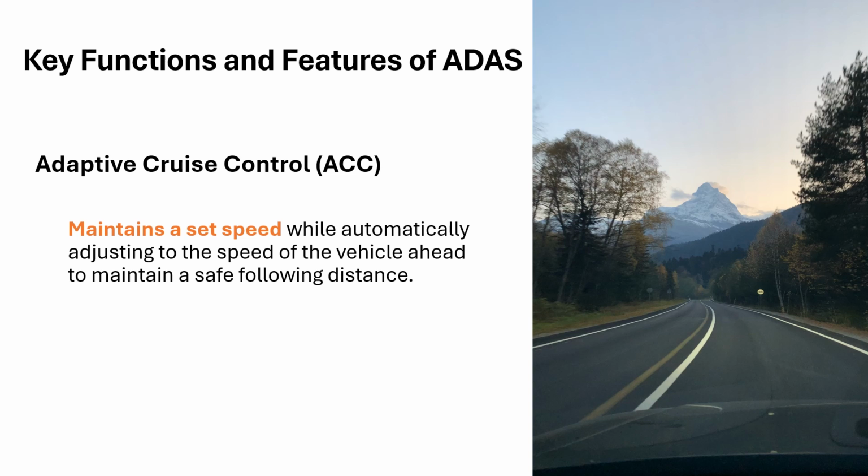This is mainly used for long distance and straight travel. Curved travel will be a problem, because radar is a signal which goes in a straight line. So if you are on curved parts, it will detect unintended objects. So it's better to use adaptive cruise control on straight roads.